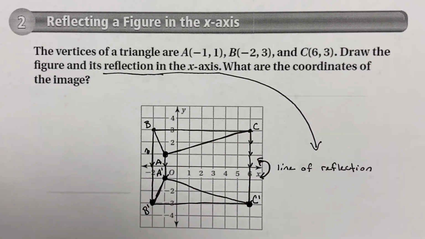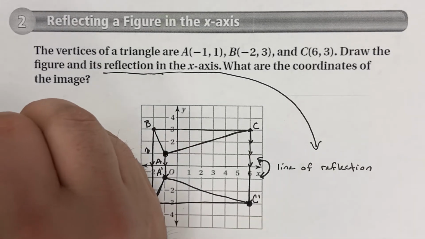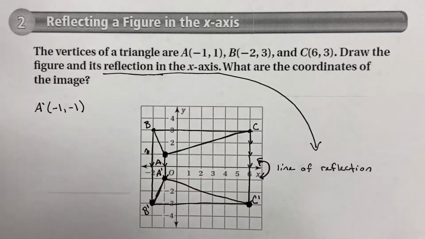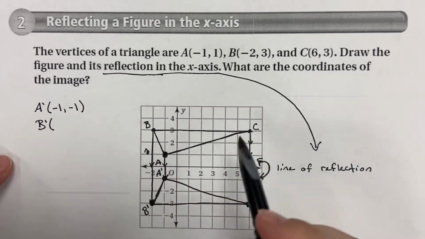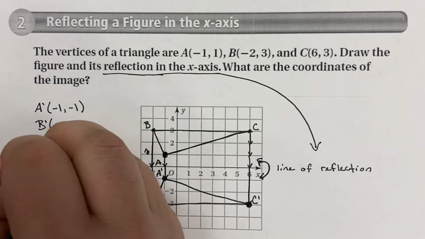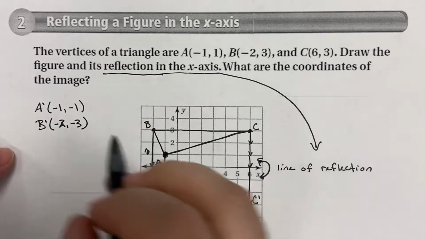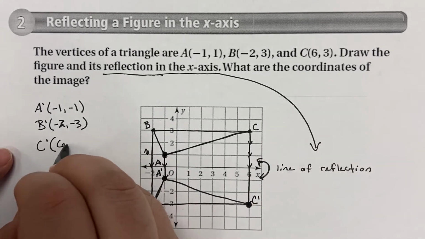Now pause the video and copy what is on your screen into your notebook. Oh, let me back up. Actually, it asks us what the coordinates are. The image of A is -1, -1. Then the image of B is -2, -3, and the image of C is 6, -3.